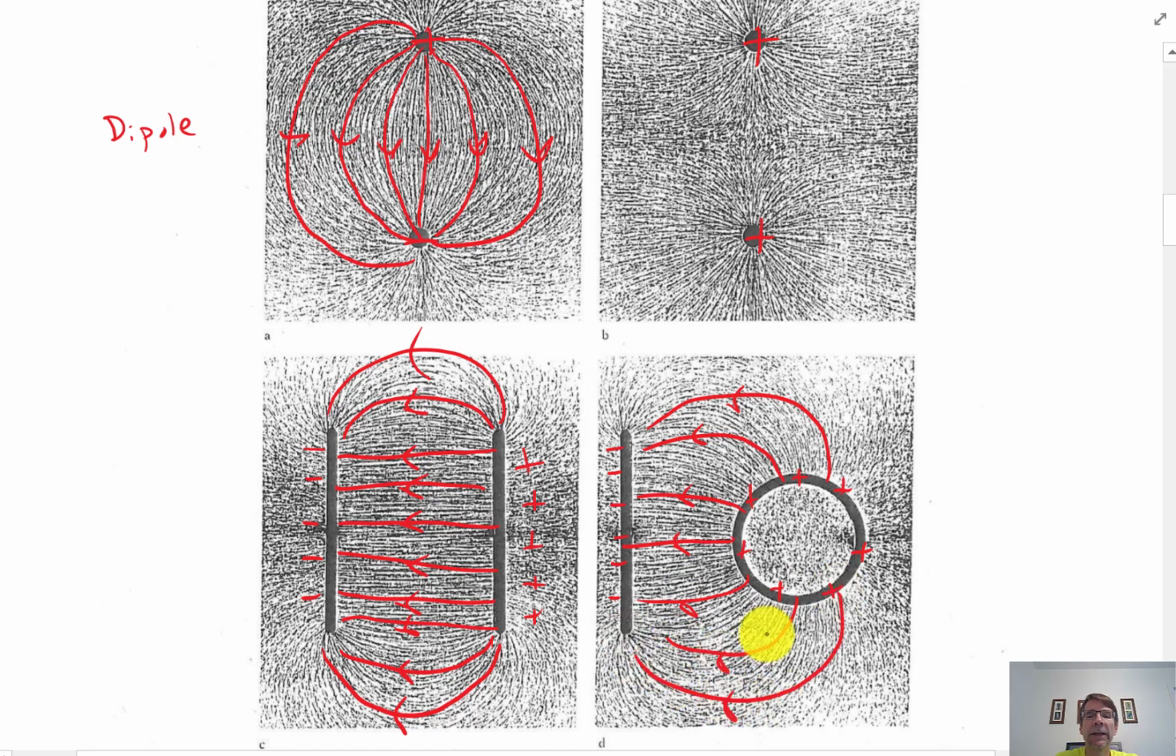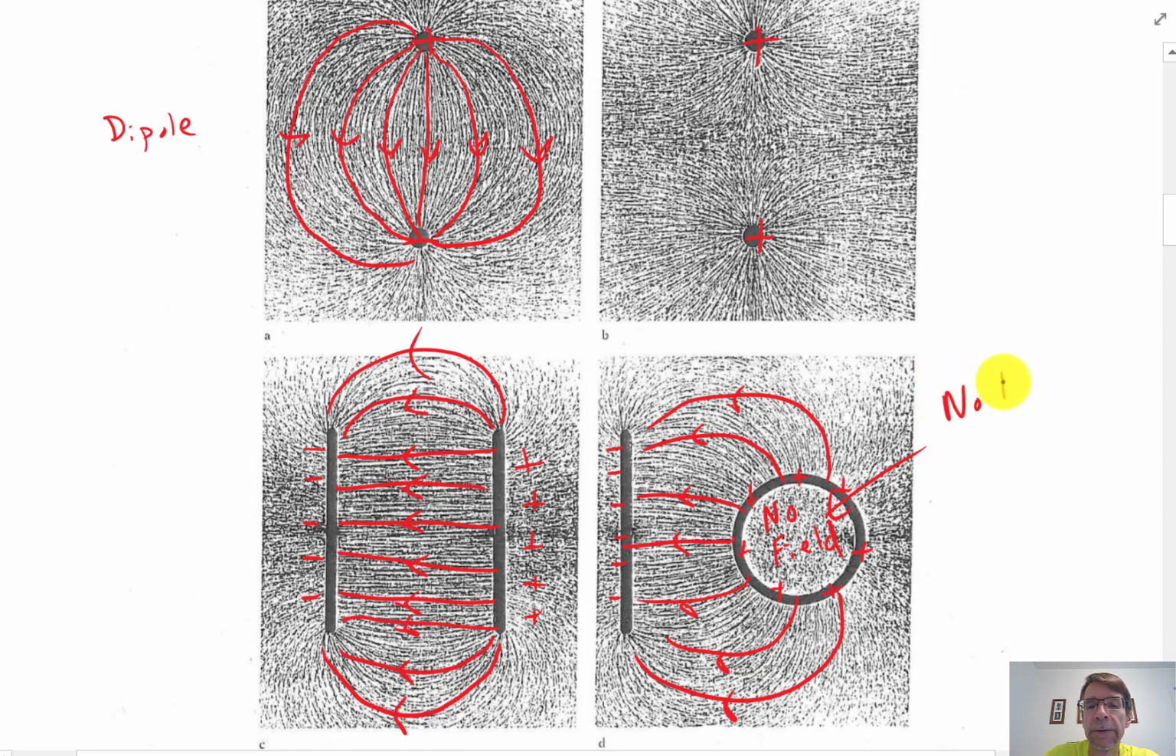But what you look at is there's no field, no pattern here. That's a very important concept. Inside a conductor, this has to be a conductor. There's no field. There's no pattern. There's no force. No field. No force. Okay, so no field and no force inside a conducting sphere or conducting metal.